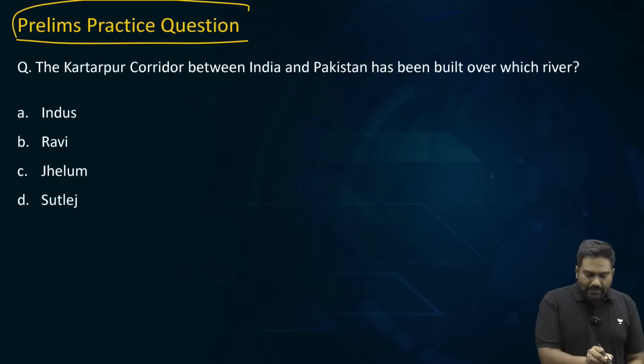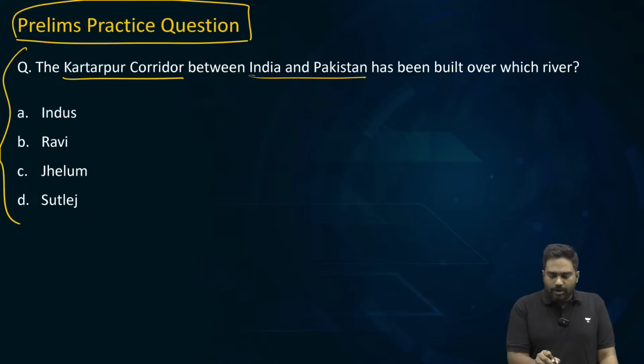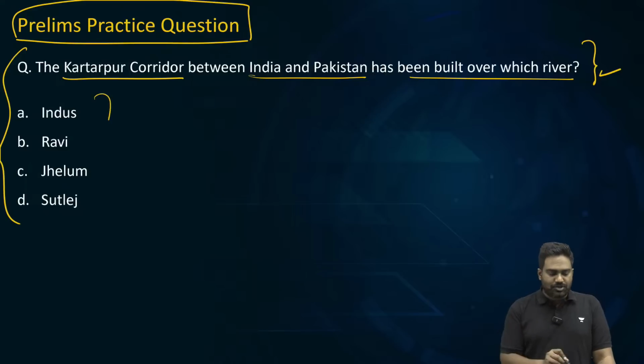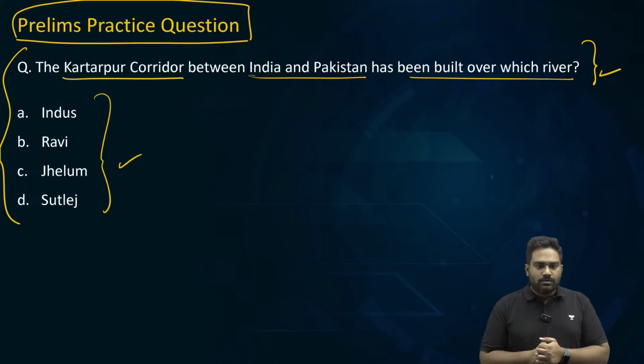Now let's take up a practice question. Let's see how many of you can answer this. Very straightforward question. Kartarpur corridor between India and Pakistan has been built over which river? Let's see how many of you can answer this. In the meantime, I'll try to look at some questions as well.